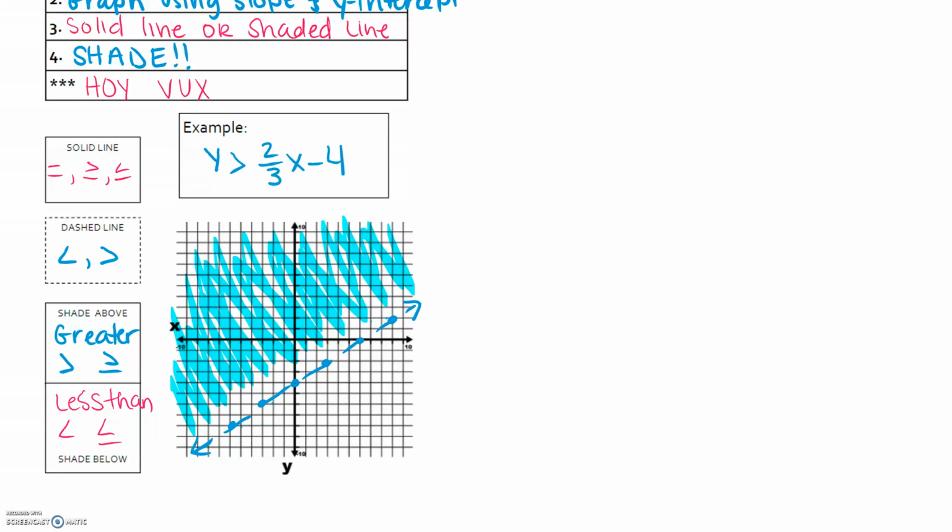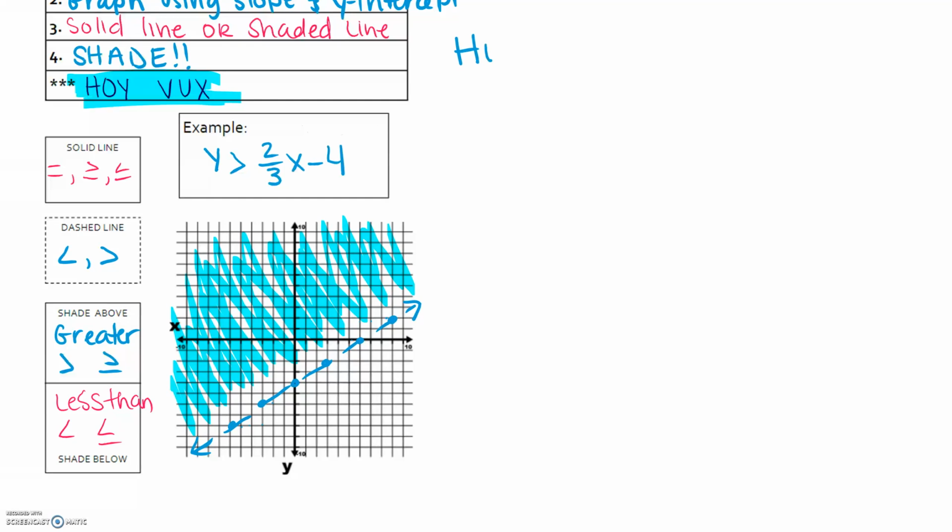So that is all there is to graphing. The only new things we have to consider are whether we have a solid or a dashed line, and whether to shade above or shade below. Other than that, graphing the actual line on a coordinate plane is the same as graphing a regular equation. Now let's go back to this idea of HOY VUX in case you can't remember it.